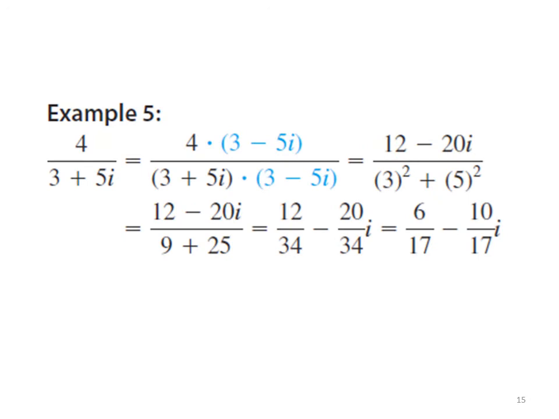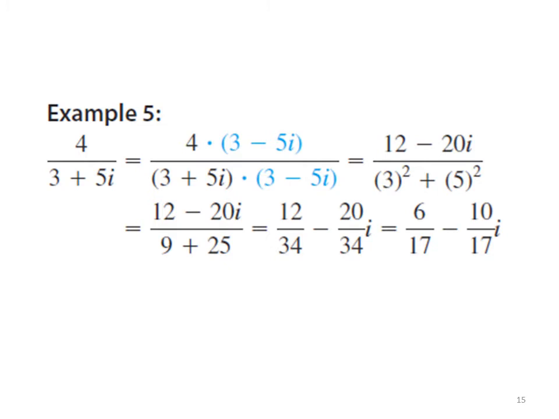Let's look at an example. Here is a rational expression involving complex number 4 divided by 3 plus 5i. What you want to do is multiply the numerator, the top part, and the denominator by the conjugate of the denominator, and the conjugate here being 3 minus 5i. You have to multiply both the numerator and denominator.